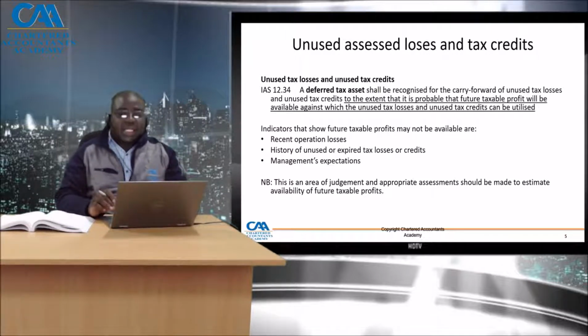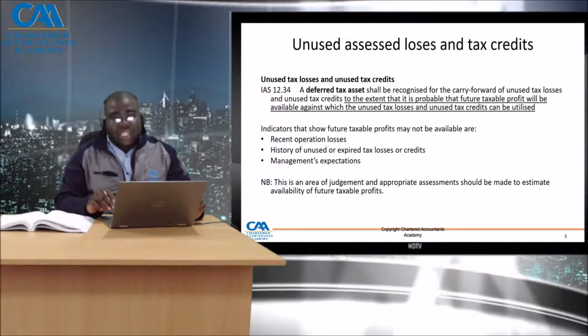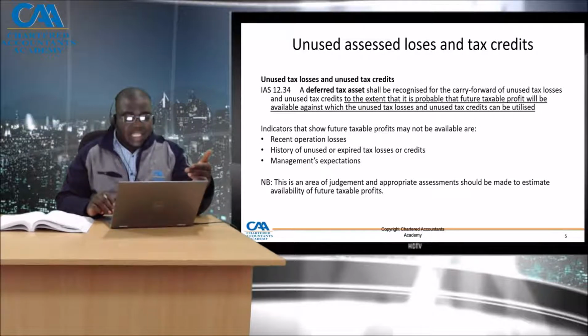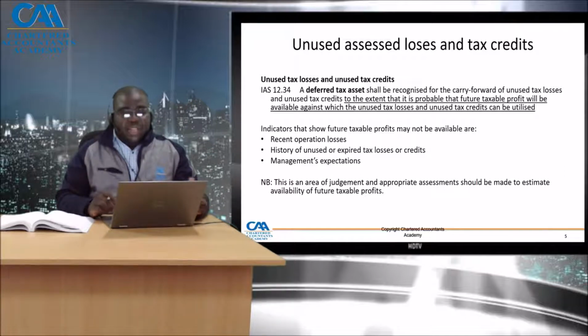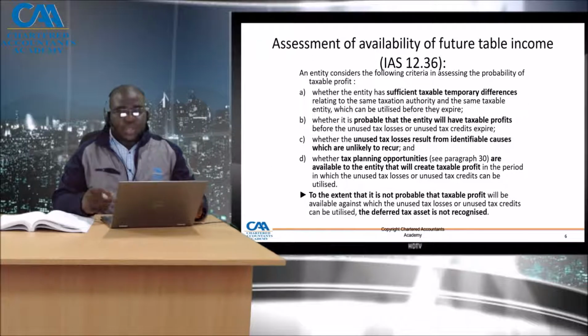Generally, you would see that when we do our disclosures, you might want to disclose the judgment on whether you have made a judgment of saying there will be taxable profits or there won't be taxable profits. You need to assess availability of future taxable income. An entity can do that using criteria.